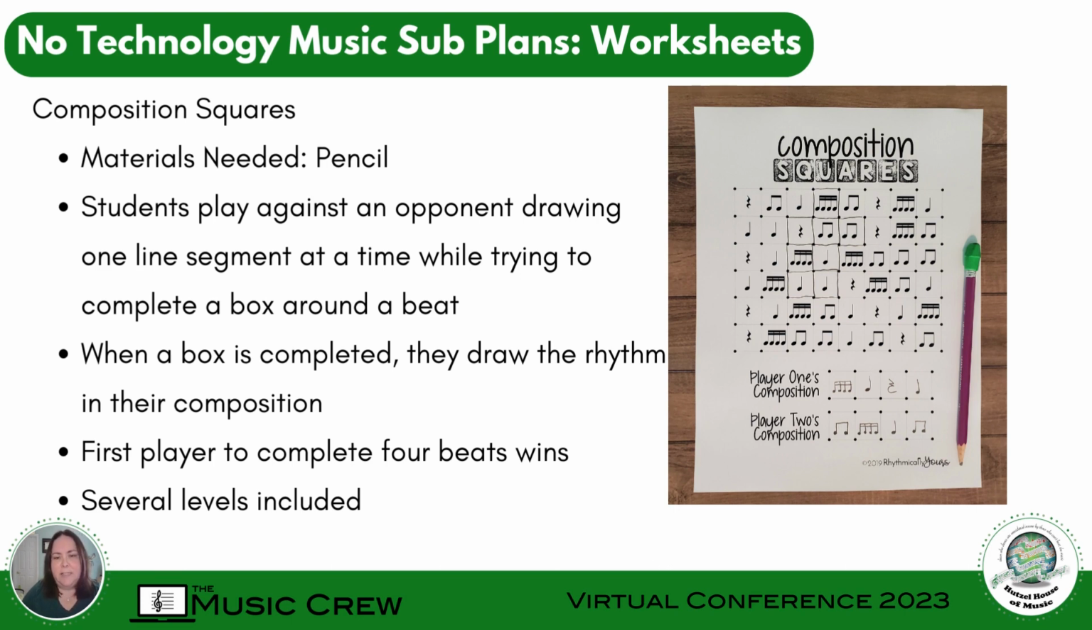In this activity, it's based on the simple game that has a bunch of dots and each player takes a turn connecting 2 dots trying to build a square. But in this case, when you complete a square, you put that rhythm down in your composition, and the first player to complete 4 beats wins. There are also several levels included in this game.